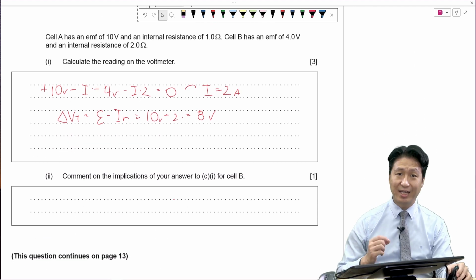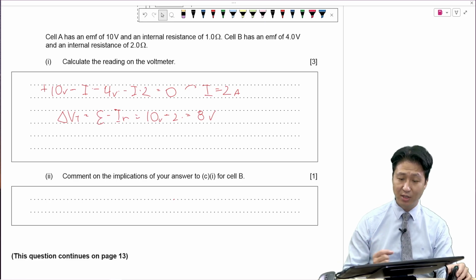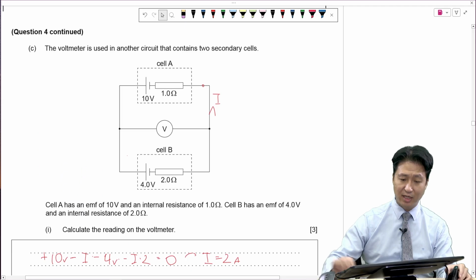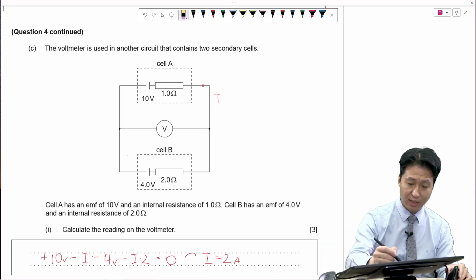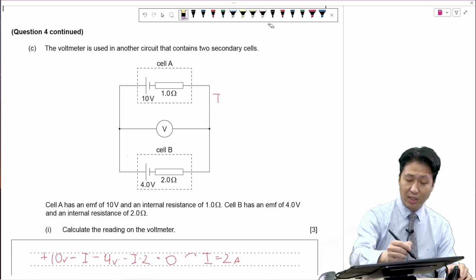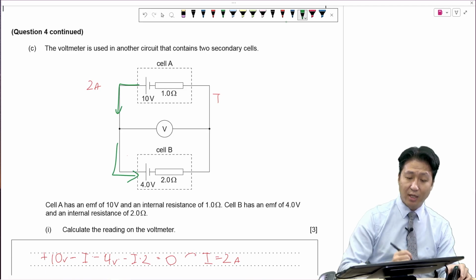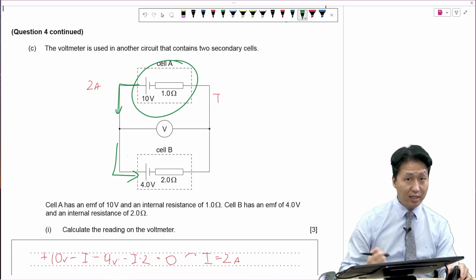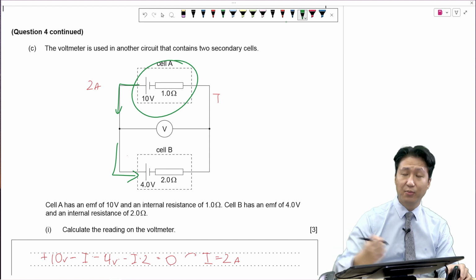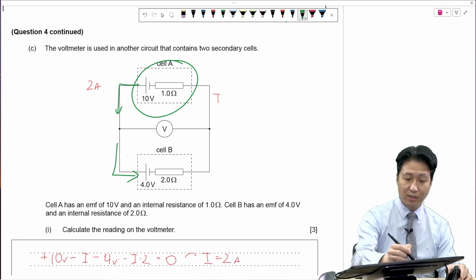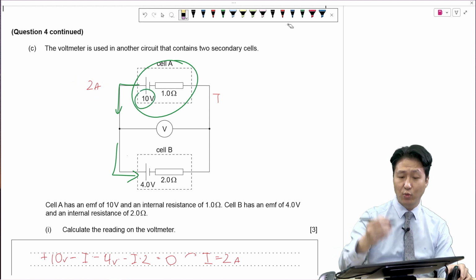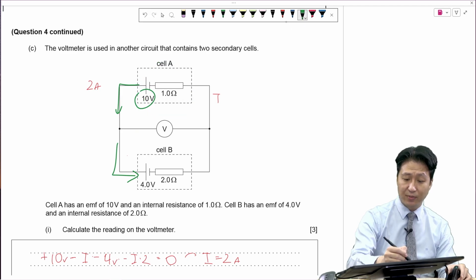Part 2 of this question asks us to comment on the implications of this answer on cell B. So first of all, we'll go back to this diagram here, where we erase our notations. There is a current. The current is 2 amperes going through the circuit. Now, that means cell A is giving energy or power to other components of the circuit. So it's 10 volts and 2 amperes, so there's 20 watts going through this. Where is this energy going?